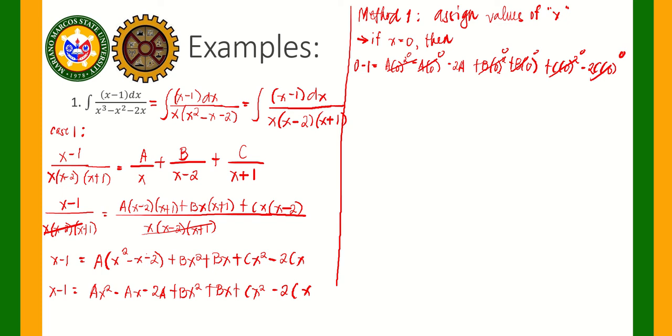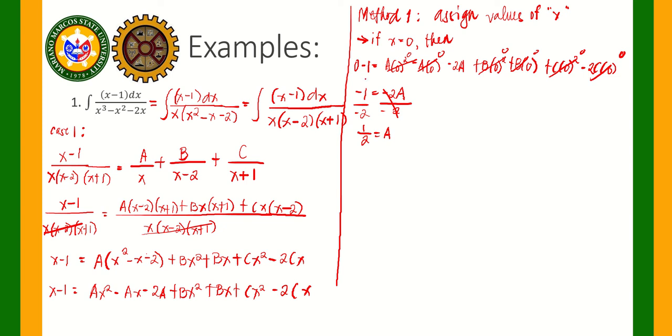Okay, lahat naging 0 except si negative 2a. So, 0 minus 1 is negative 1 equal to negative 2a. And solving for a, we divide both sides by negative 2. And then we have 1/2 is equal to a. So, now we have already solved for a.